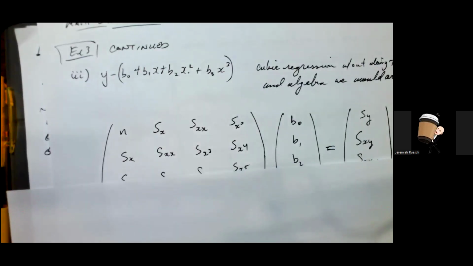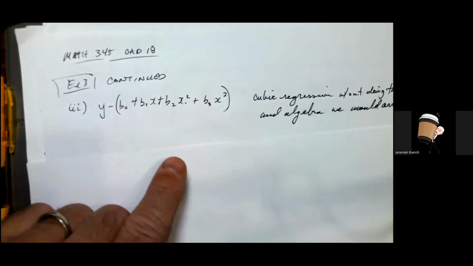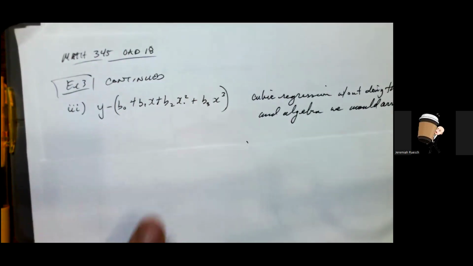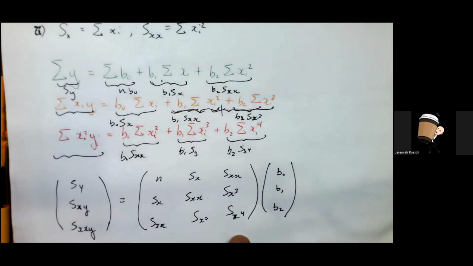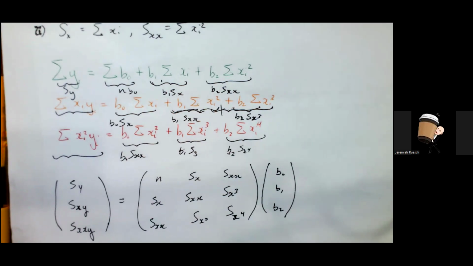Okay. And then in part three of example three, it wants us to consider a cubic regression. So it'd be a similar form. And based on our value here, to compare, this is the quadratic, and this is the cubic.